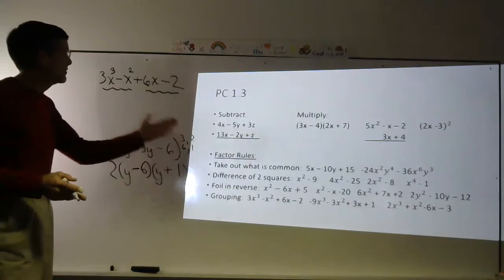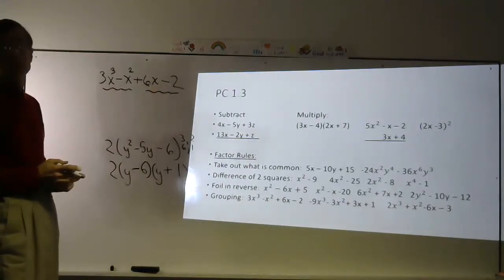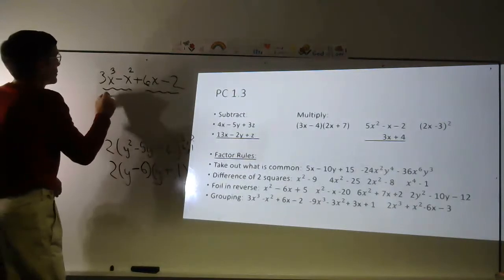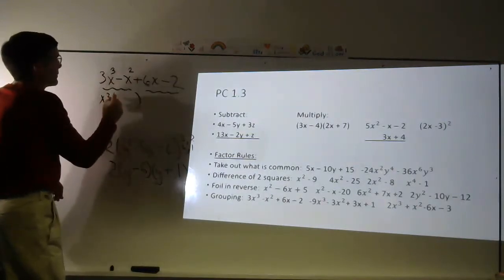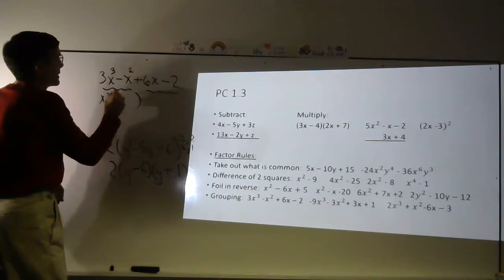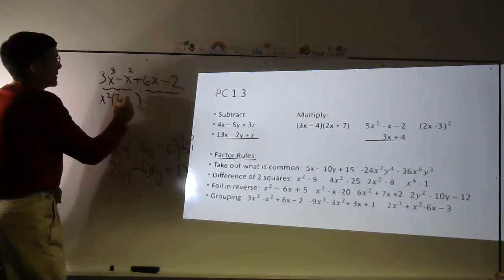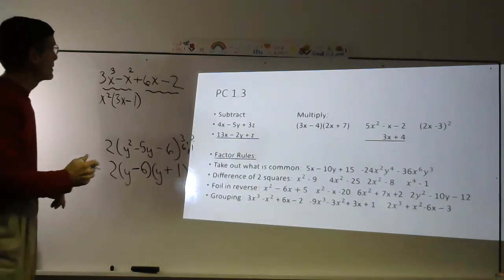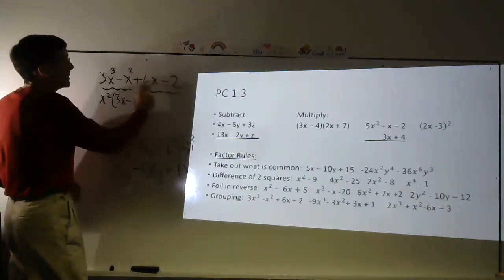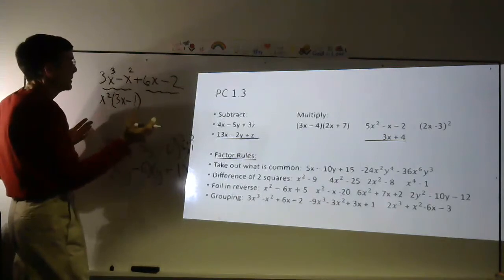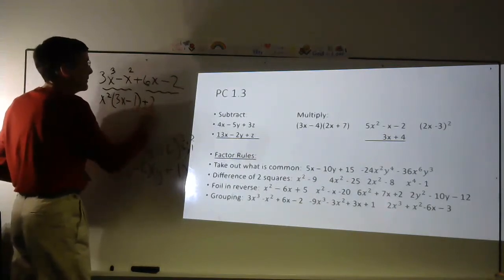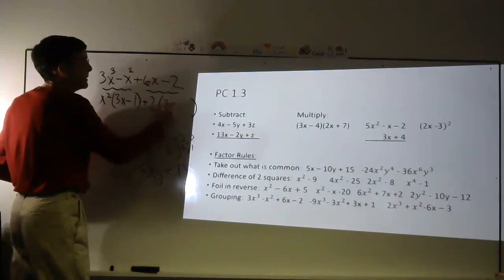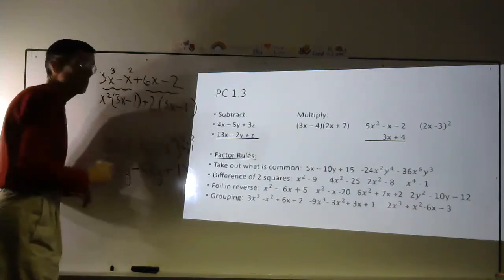And all you're doing now is taking out what's common in both parts. So take out what's common in the first part. I can take an x squared out. What's left? A 3x. And when you divide x squared out of x squared, 1 is left. Don't forget that. What can I take out over here? I can take a 2 out, right? I'm going to take a positive 2 out. What is left? 3x, 2 divided into 2, minus 1.